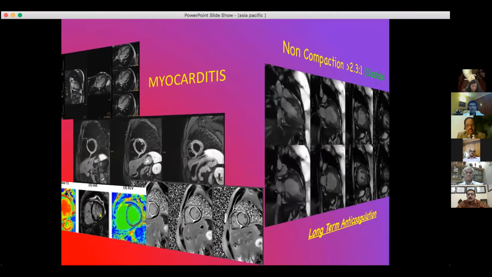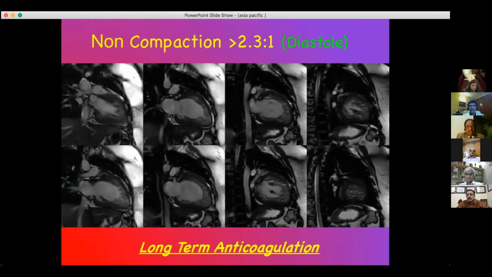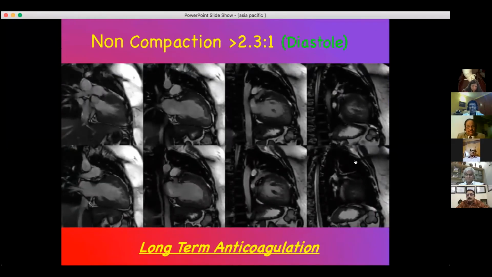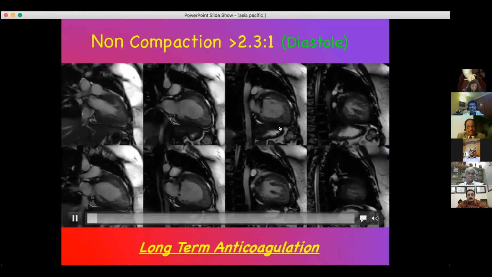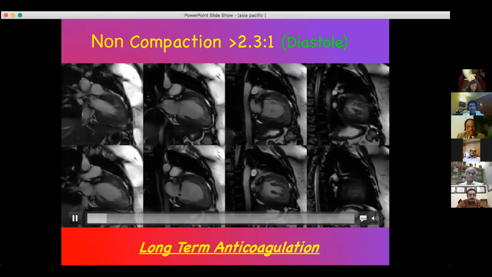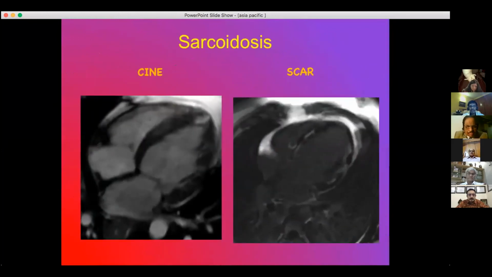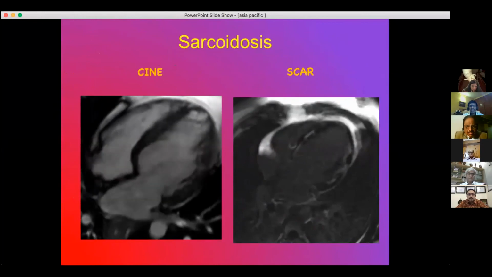In patients with dilated cardiomyopathy, some of them actually have non-compaction, and here you can see the non-compaction very well displayed on the MR, and we follow the ratio of 2.3:1 in diastole compared with echo, which is in systole, and it helps in picking out that subset of patients who can actually benefit from anticoagulation.